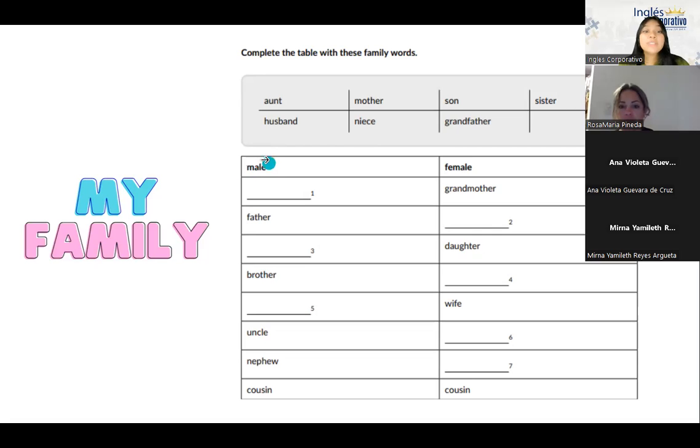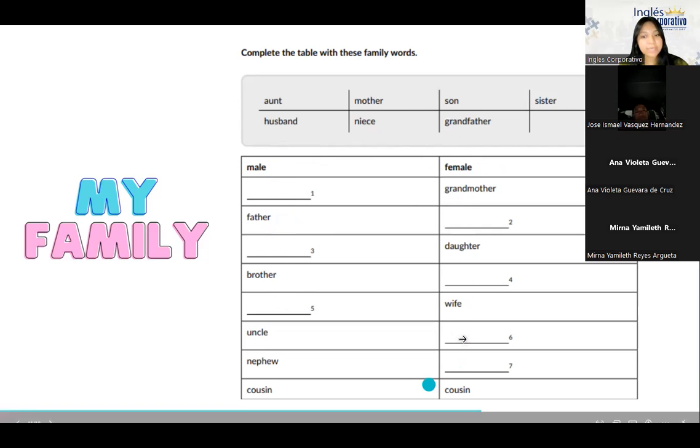Masculino se dice male. Y femenino se dice female. ¿Cómo se dice masculino? Male. ¿Y femenino? Female. Very good. So now vamos a poner acá los masculinos y aquí femenino. Yes. Vaya, ok. Let's see.